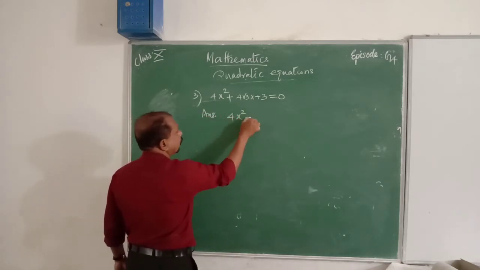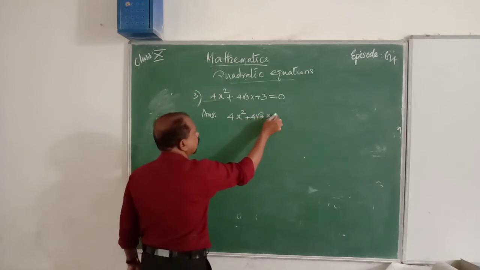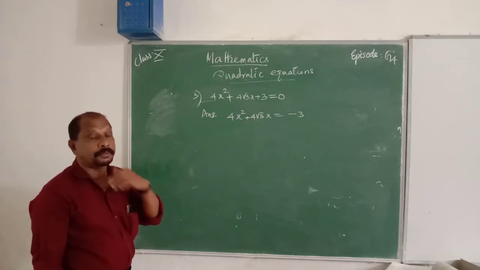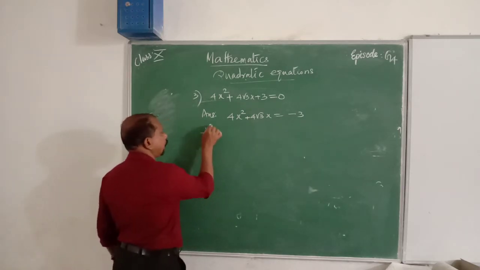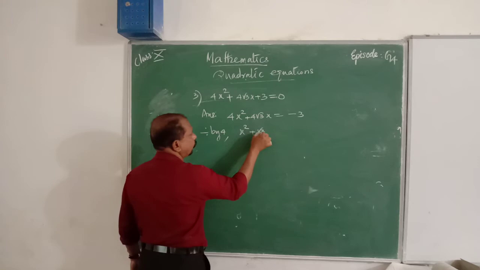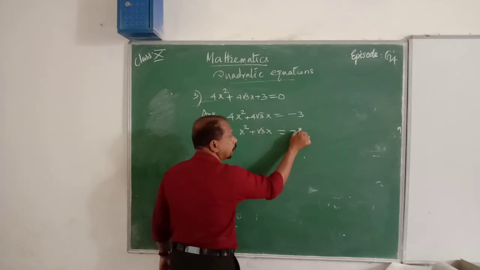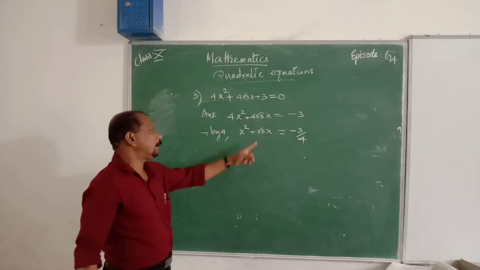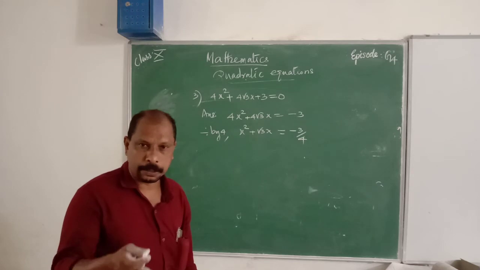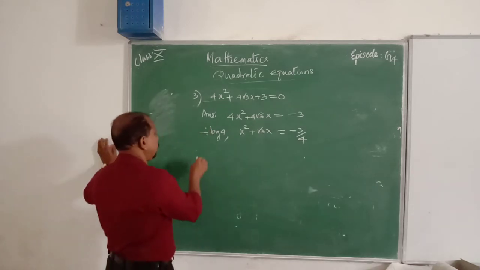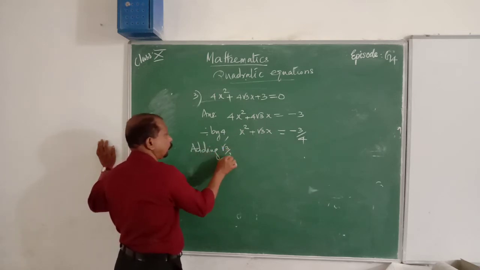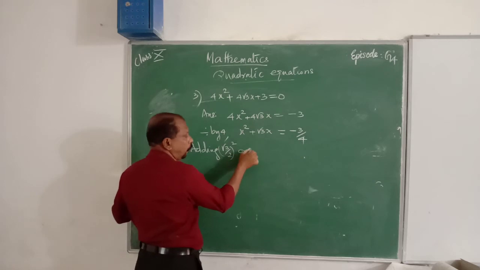4x square plus 4 root 3x is equal to minus 3. The coefficient of x square is 4. Therefore dividing by 4, x square plus root 3x is equal to minus 3 by 4. Then half of the coefficient of x is root 3 by 2. Therefore adding (root 3 by 2) the whole square on both sides.